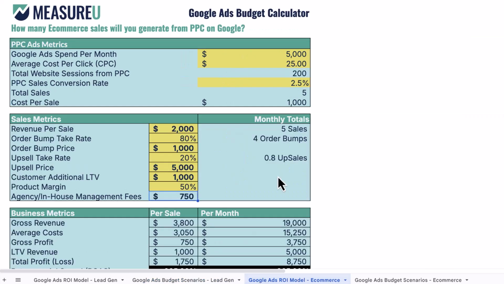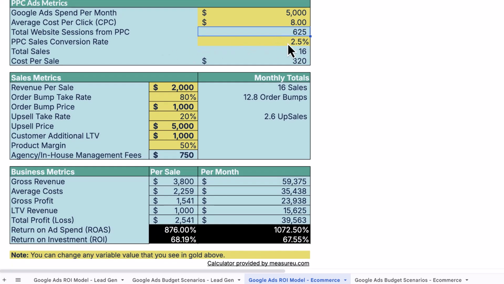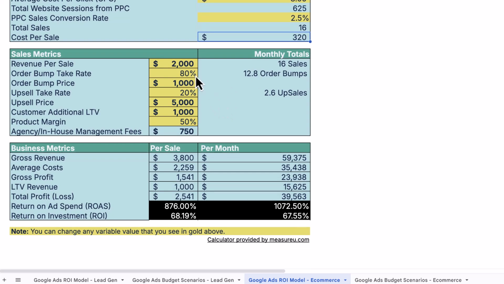And then the other part of this is e-commerce. Here we have e-commerce, and you can see we're spending $5,000 a month, same thing. This is a little bit higher cost per click. Maybe we can bring that down to our $8 a click. Conversion rate is how many people buy from your ads directly, so they're not going through a lead generation process. That 2.5% is actually giving you money transacting. It costs us $320 a sale. Well, that's not a big deal if we're selling a $2,000 product.